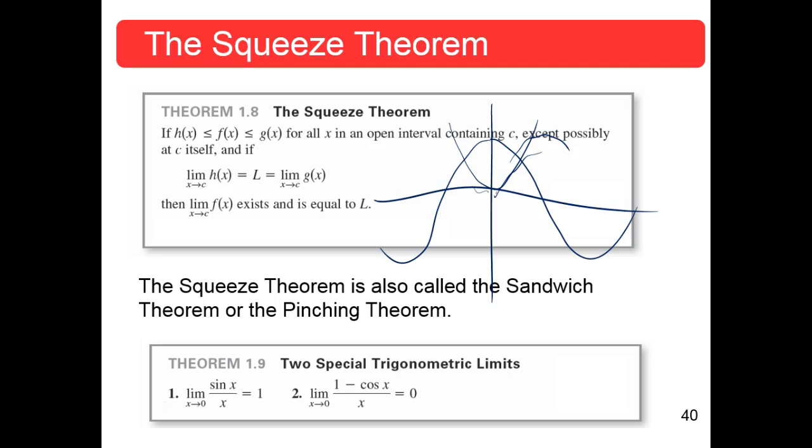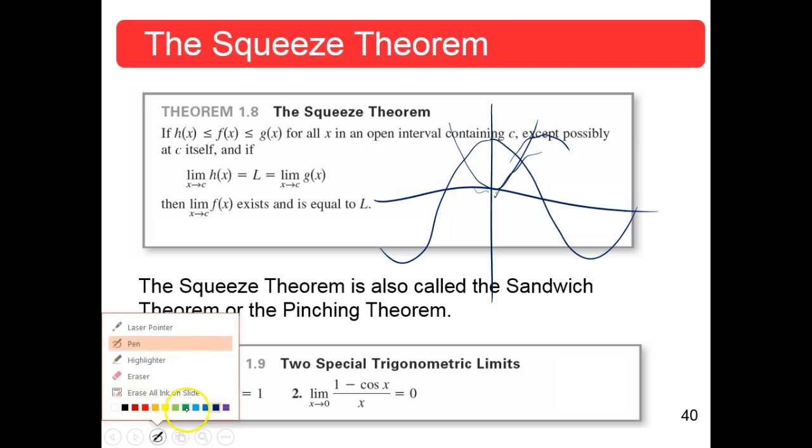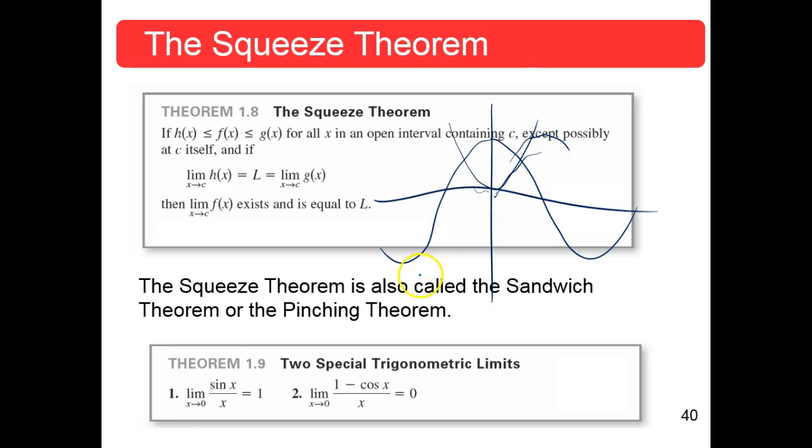But here is your, again, you want to use green again or a different color? Green, okay? Here is your 1 over x.